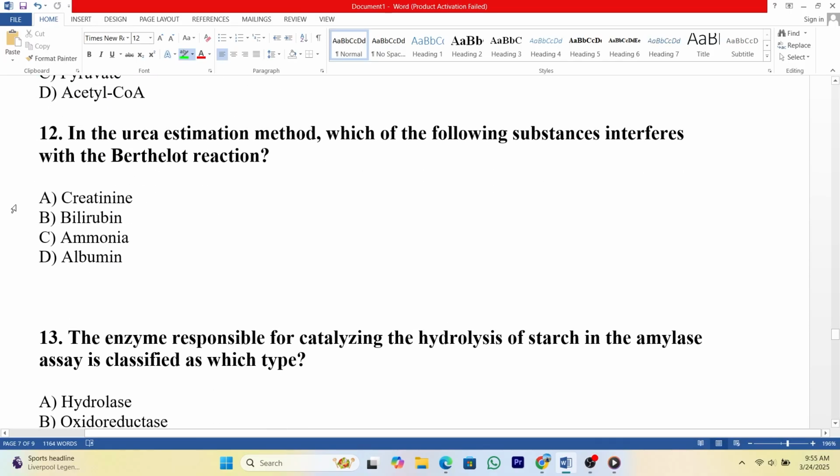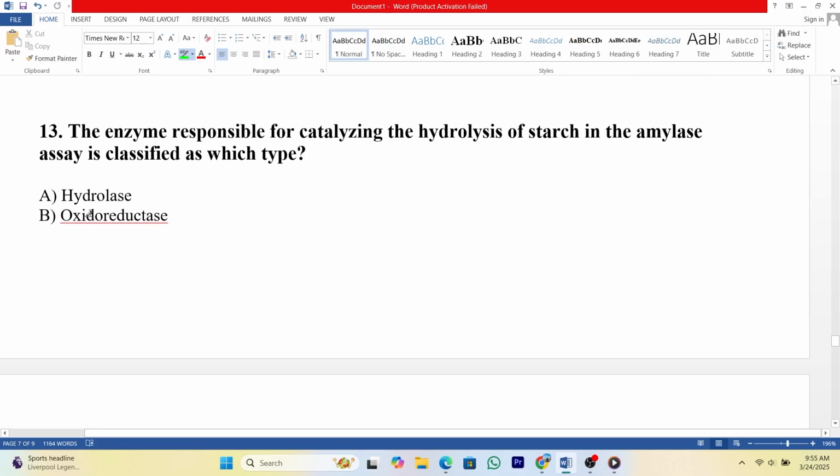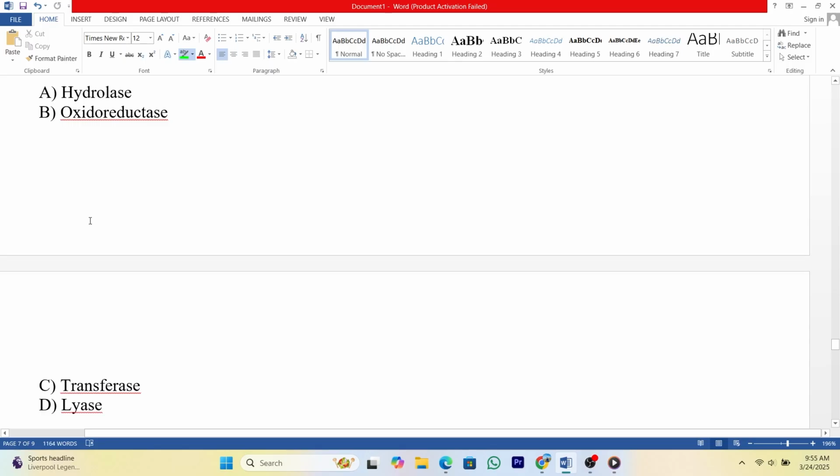12. In the urea estimation method, which of the following substances interferes with the Berthelot reaction? A. Creatinine. B. Bilirubin. C. Ammonia. D. Albumin. Answer: C. 13. The enzyme responsible for catalyzing the hydrolysis of starch in the amylase assay is classified as which type? A. Hydrolase. B. Oxidoreductase. C. Transferase. D. Lyase. Answer: A.